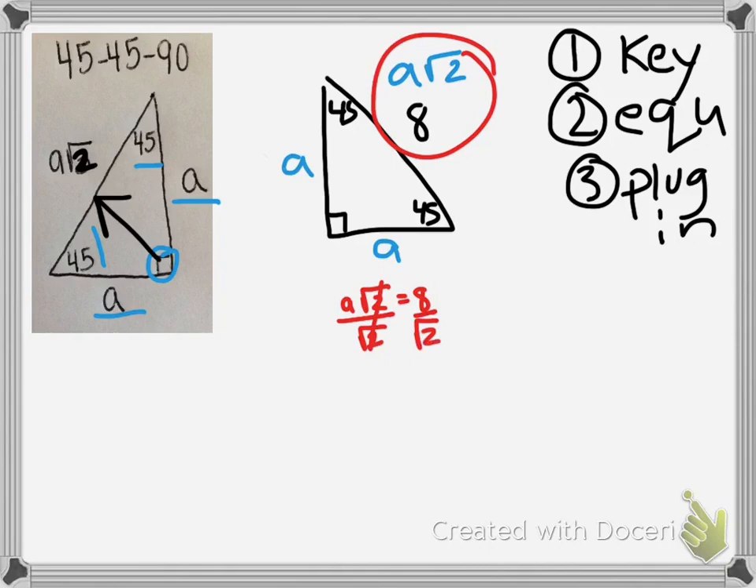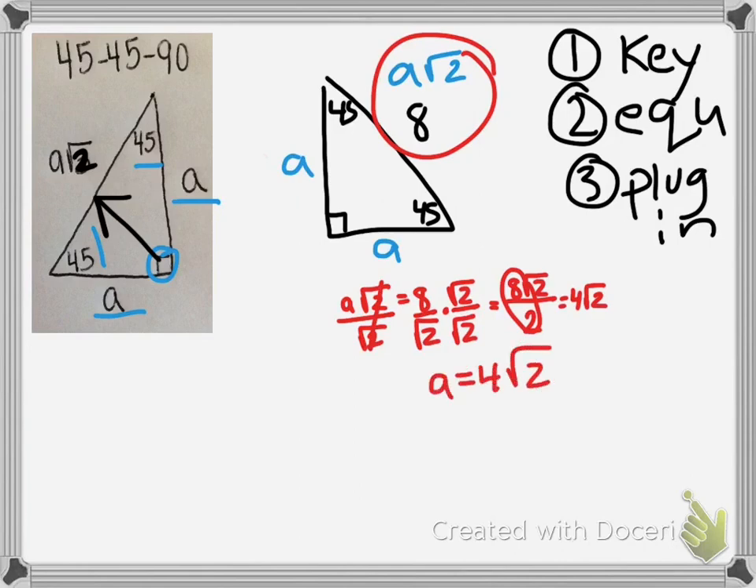I cannot leave root 2 in the denominator, so I rationalize, which means I multiply by 1. Straight across here, I get 8 root 2. And on the bottom, when we multiply a root by itself, we get that number free and clear. But this time, 8 over 2 does reduce. 8 divided by 2 is 4. So this one just comes out looking a little bit nicer. A equals 4 root 2. So I have solved my equation.